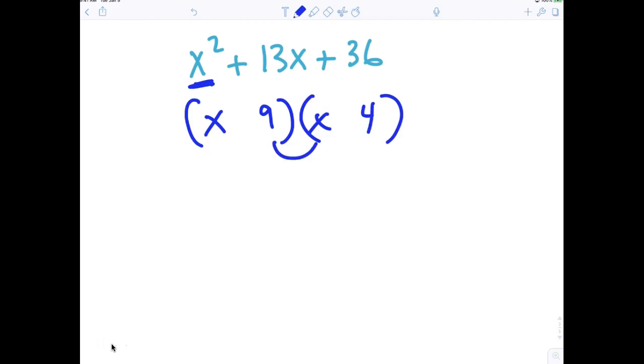Then you ask yourself, there's 9 and there's 4. If I want it to be positive 13, they both have to be what? Positive. They both have to be positive. Look how simple that is. All right? Very simple. That's it. All right? Now I'm going to give you another example.